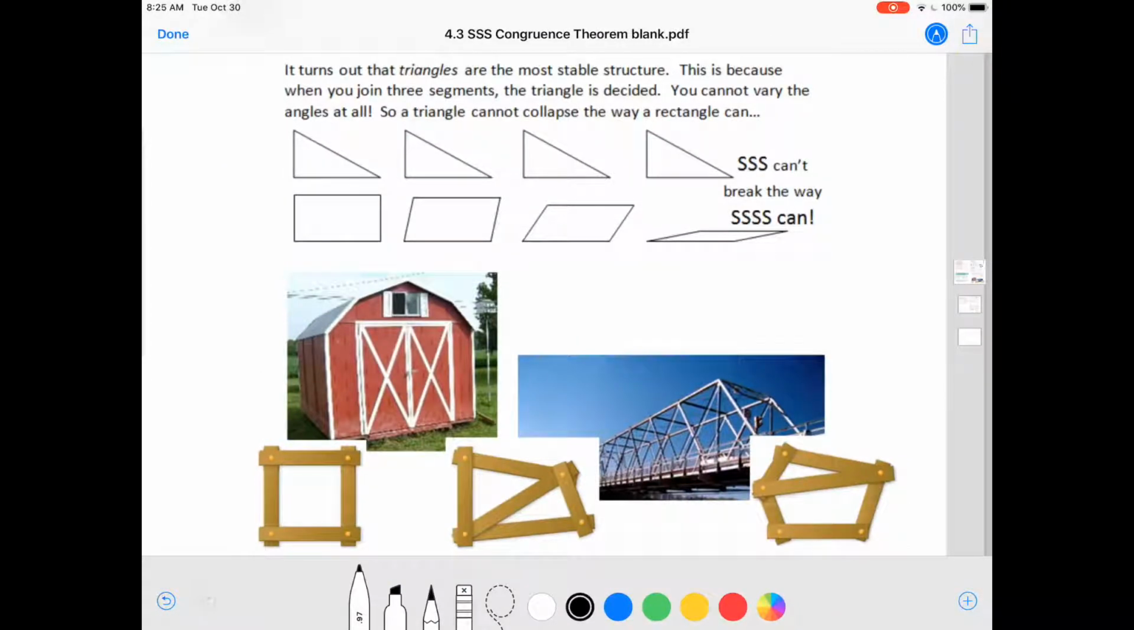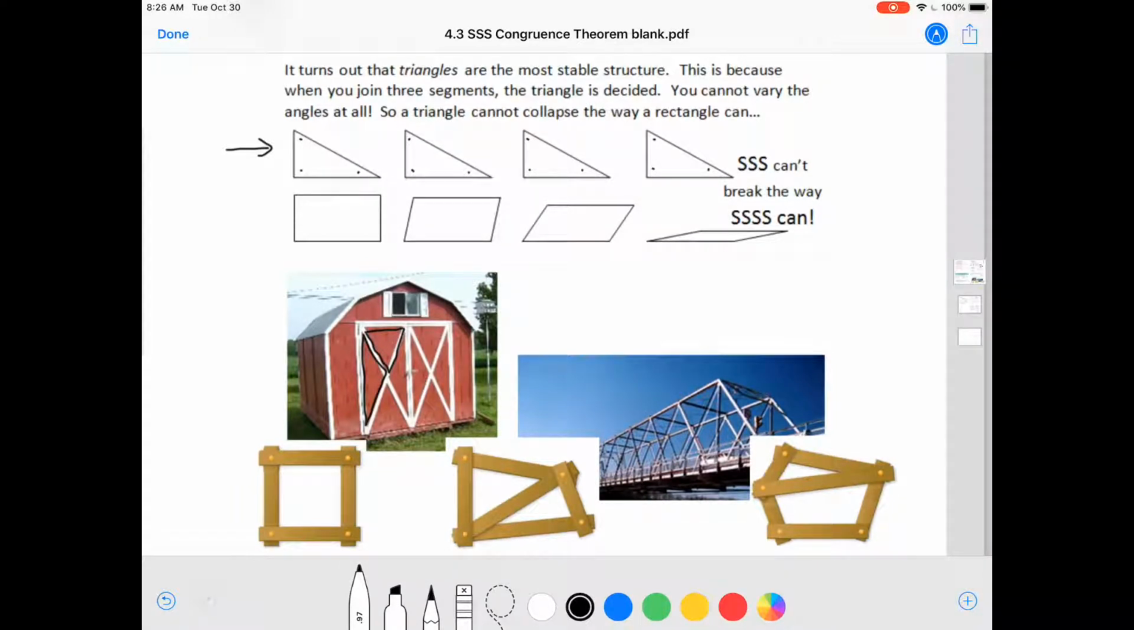An application of the side-side-side congruence postulate is that these triangles are stable. We can only make one triangle. We can only have one possibility for those 3 angles, as long as those sides are fixed. And so when you think about it, if you have, let's say in this barn, these doors are reinforced with triangles because that means that those angles aren't able to move anymore.